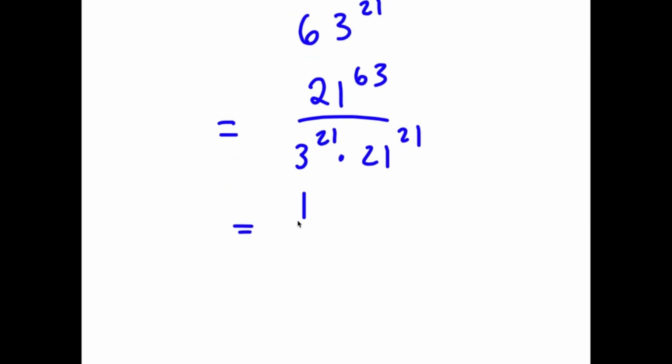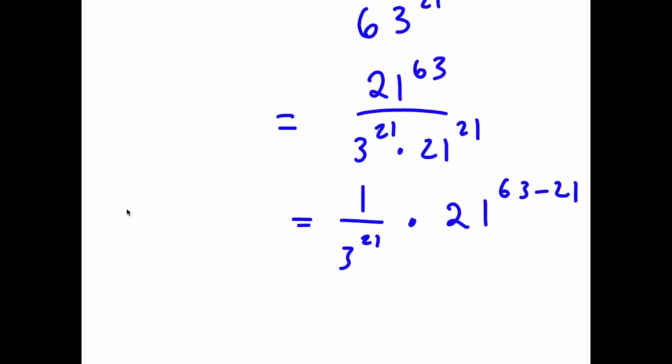Now, this is the same thing as 1 over 3 to the power of 21 times 21 to the power of 63 minus 21. Because if I have something in the form a to the power of m over a to the power of n, this is equal to a to the power of m minus n. So in this case, I had 21 to the power of 63 over 21 to the power of 21. So I rewrote this as 21 to the power of 63 minus 21.